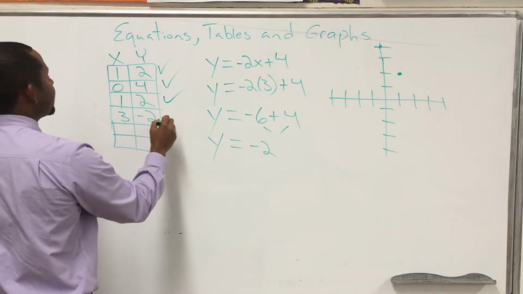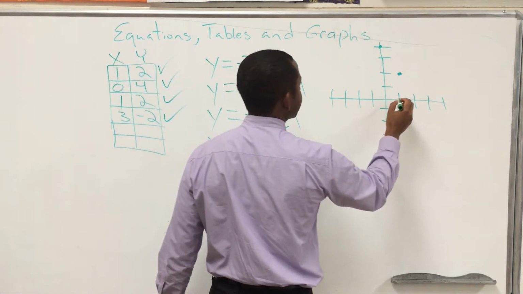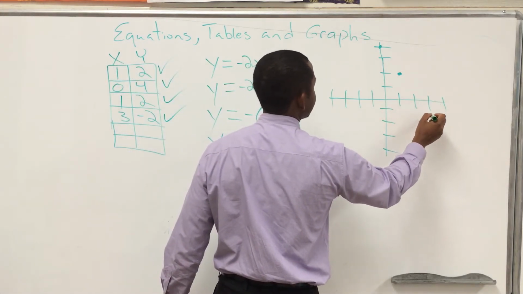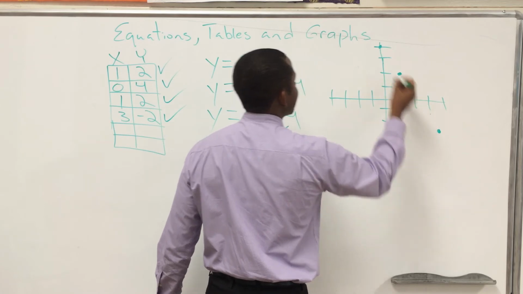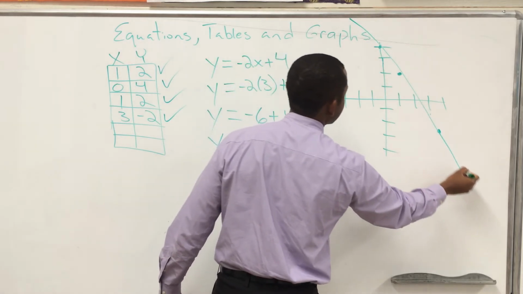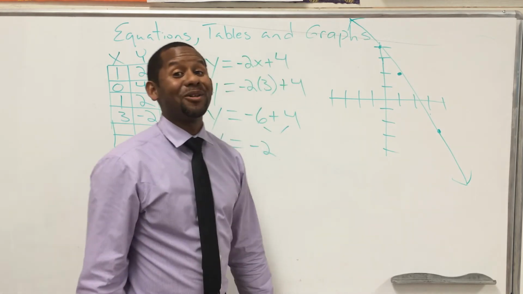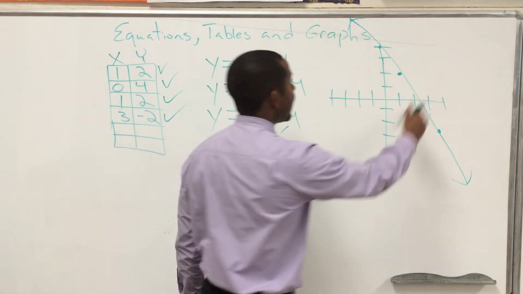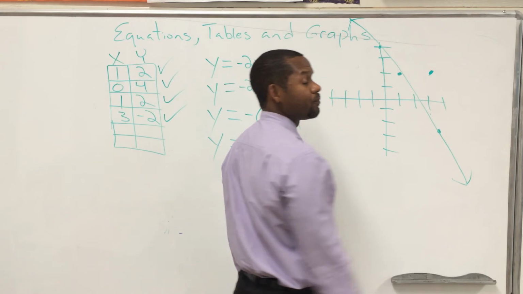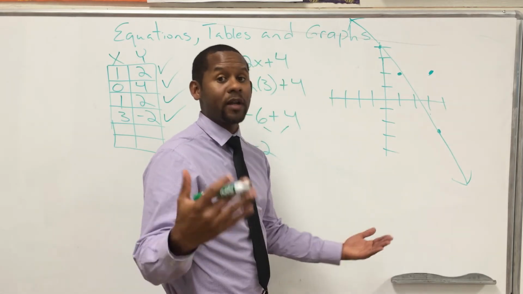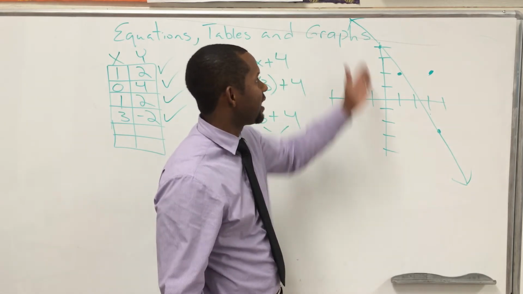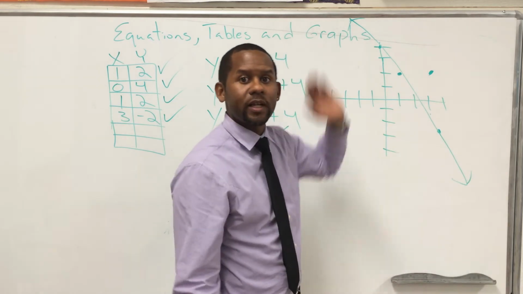And then finally 3, -2. X is 3, 1, 2, 3, y is -2. Notice how these points all end up in a line. It's kind of how I know it's right. If I already got a random point up here, that's wrong. That's right away telling me, that's not what it should look like. It should kind of come down in a straight line.